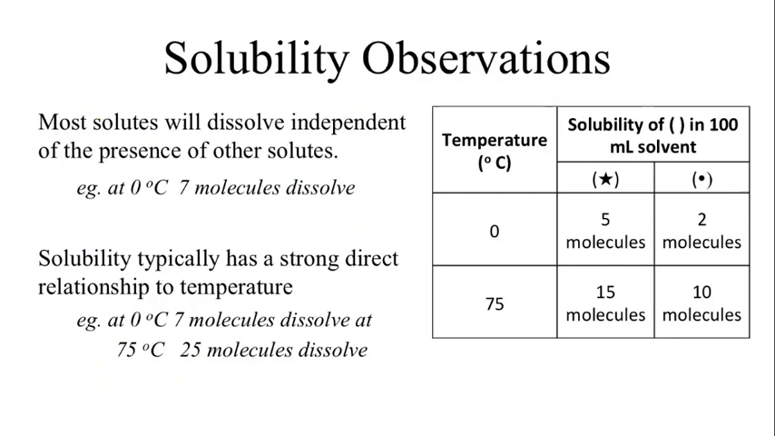So, some observations with solubility. There are some assumptions that we're going to end up making. Our first assumption is that our solutes will dissolve independent of each other in the presence of other solutes. So if we use this table to the right, at 0 degrees Celsius, we'd be able to get 7 molecules to dissolve in 100 milliliters of solvent.